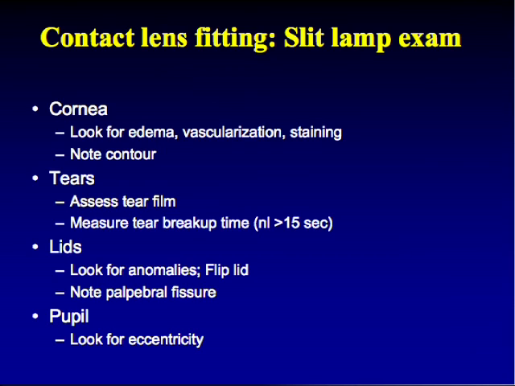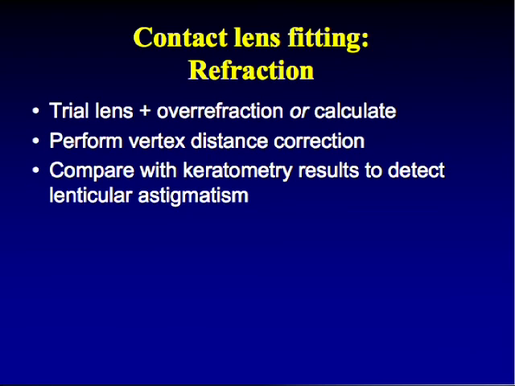So when we're fitting a patient for contact lenses, we want to look at the corneal contour, assess the tear film, look for eyelid abnormalities, look in advance to see if they have any signs already of papillary conjunctivitis, and look for eccentric pupil. But mostly what I want to focus on is the refraction and the fitting. For the refraction, you could just put on a trial lens and then refract over that, and that's probably the way it's mostly done. Or you could calculate the whole thing.